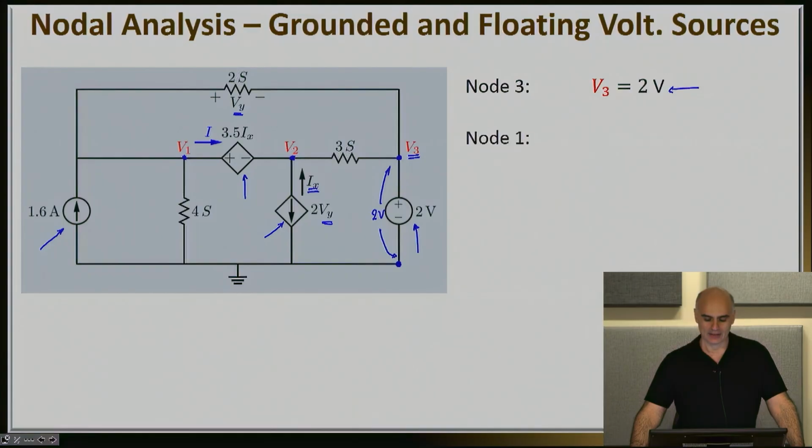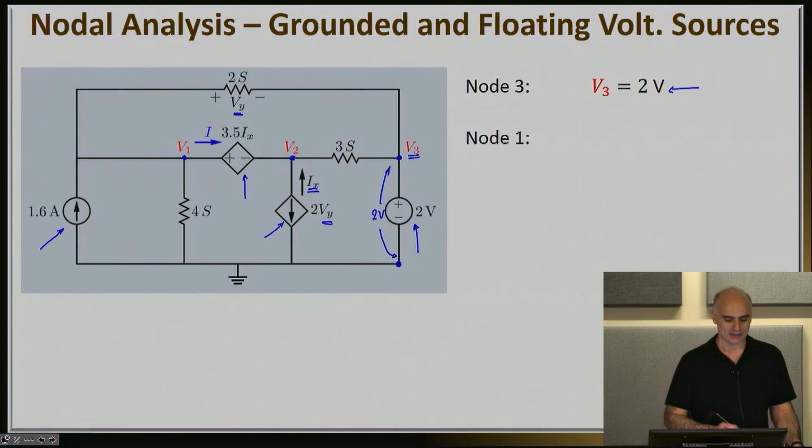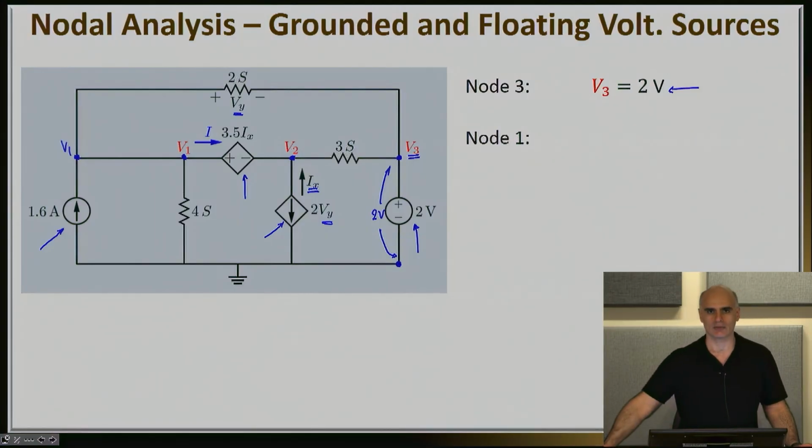All right, now let's pay attention to node number 1. So in node number 1, I'm going to do the normal thing, as I already know. That means I'm summing up all the currents leaving this node to be equal to 0. So starting from the left, by the way, V1 is exactly the same as this one here, since they're connected with a short circuit. So starting from the left, I have 1.6 amps coming into the node. So this will be negative 1.6. Then I have the amount of current that flows out of the node through the 4 Siemens conductance. So this will be equal to 4 times V1 minus 0.